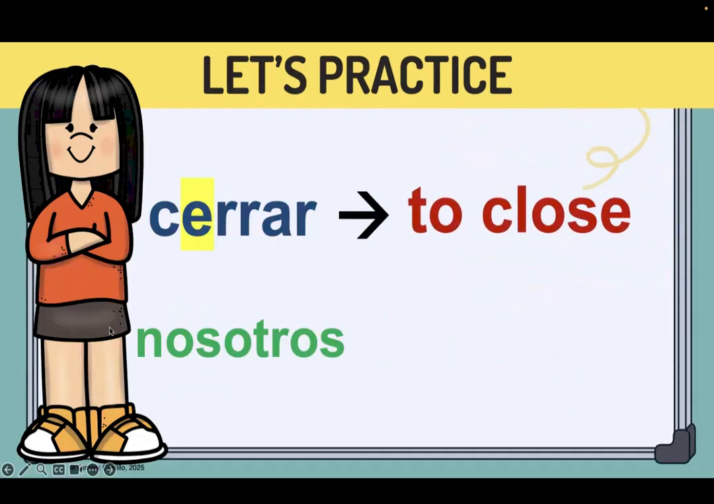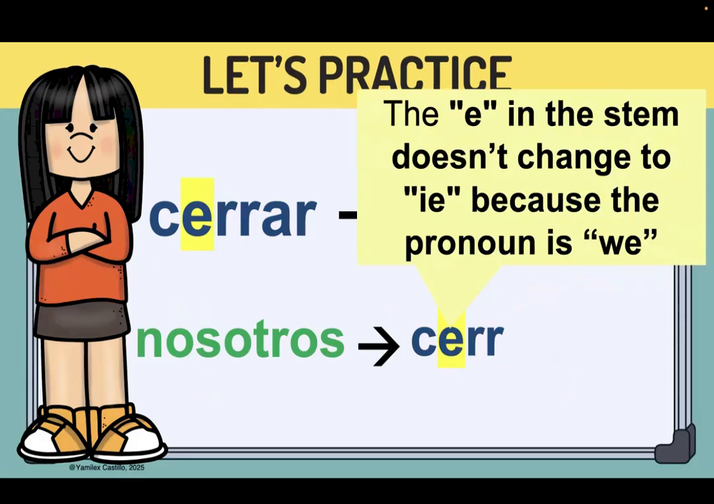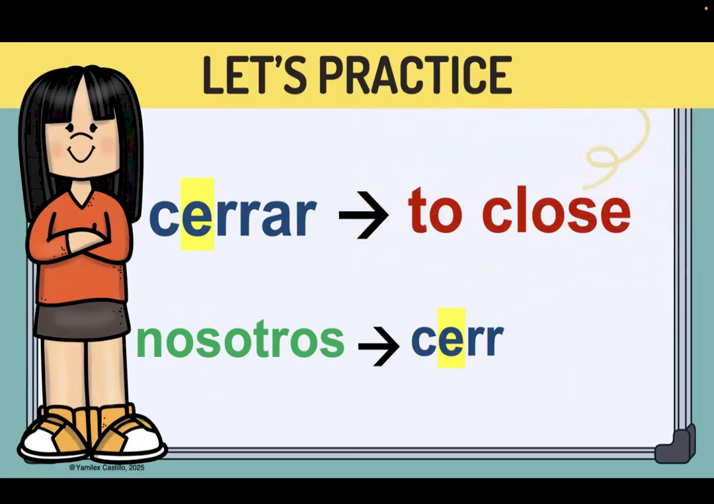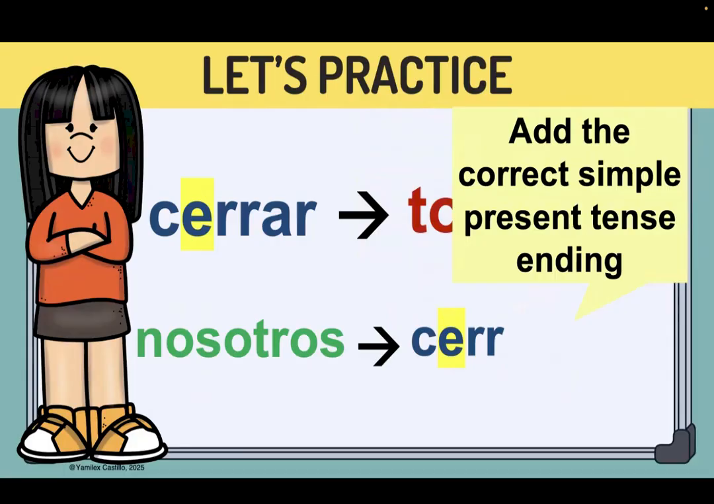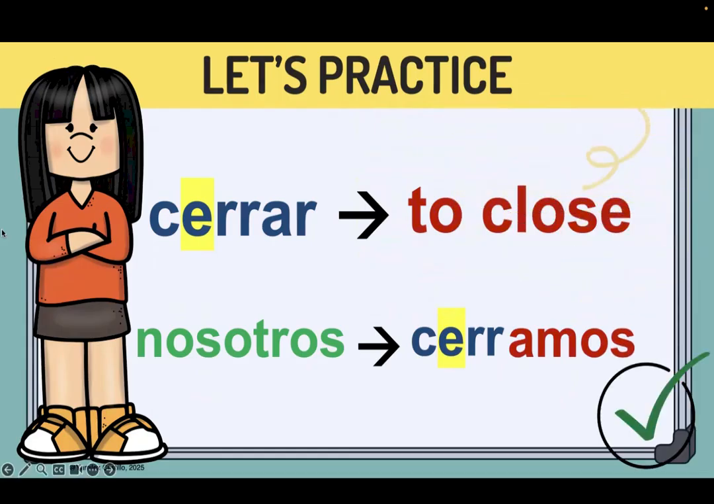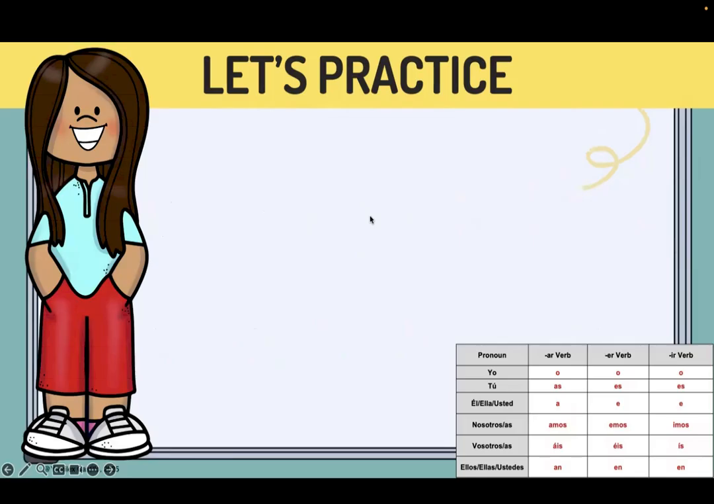Let's see another example. Cerrar, again, the same verb. This time we're going to conjugate it with nosotros. Okay? What can you notice here? Yes, the I was not added. Why? Because it's the pronoun nosotros, and remember, it doesn't change. Next step, we're going to add the correct simple present tense ending, which is amos. And then we got nosotros cerramos. I added the chart here, so in case that you need to see it, it's always there.